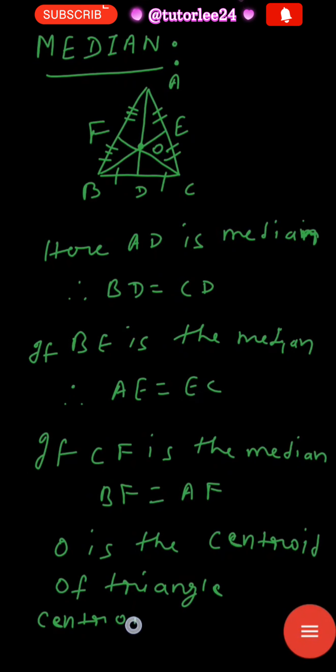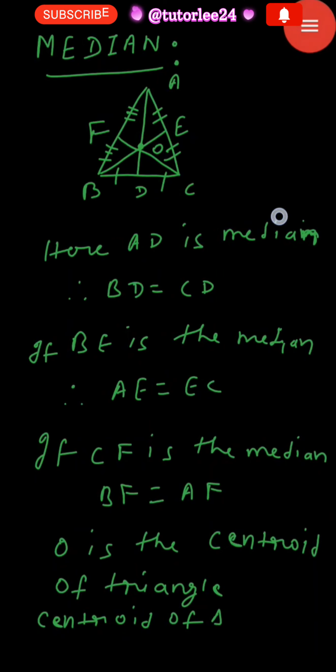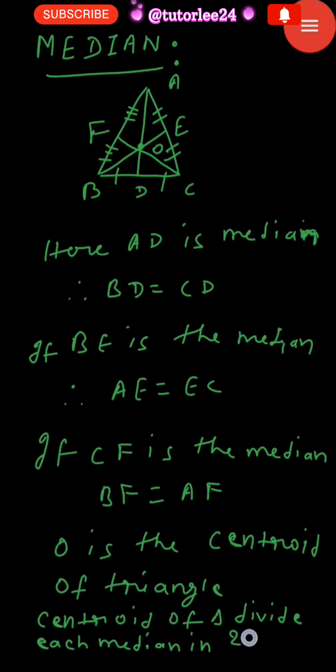Centroid of triangle divides each median in 2:1 ratio. So 2:1 ratio means we can therefore write AO is to OD is equal to 2:1.